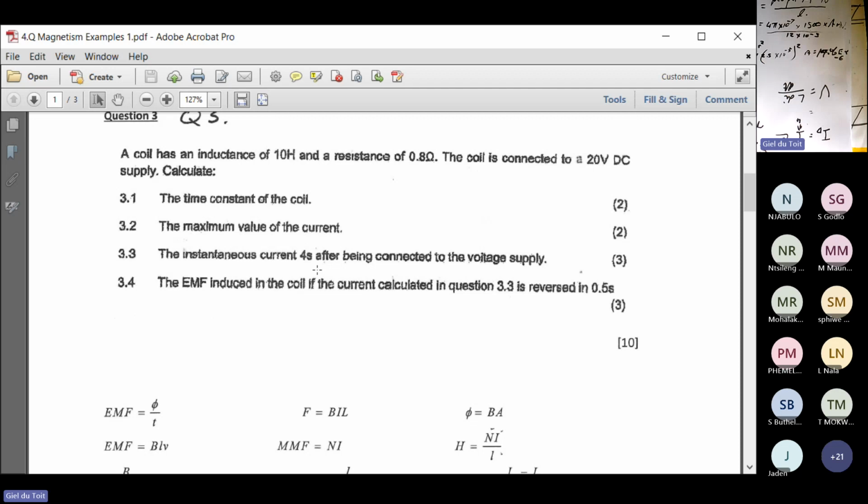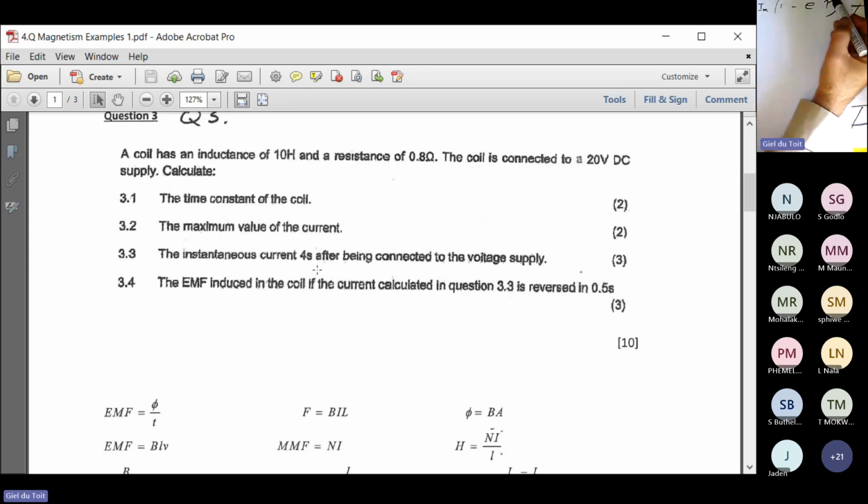The instantaneous current, 4 seconds after connecting. After 4 seconds, the current equals I max times 1 minus e to the minus t over tau. Do you still remember that formula? And we know what tau is. We did it. 12.5.